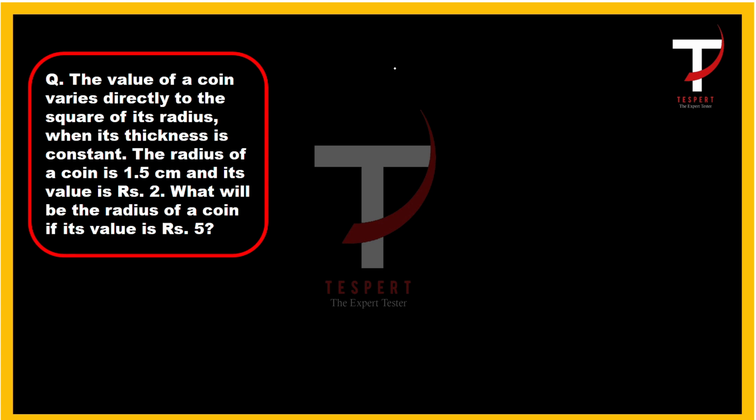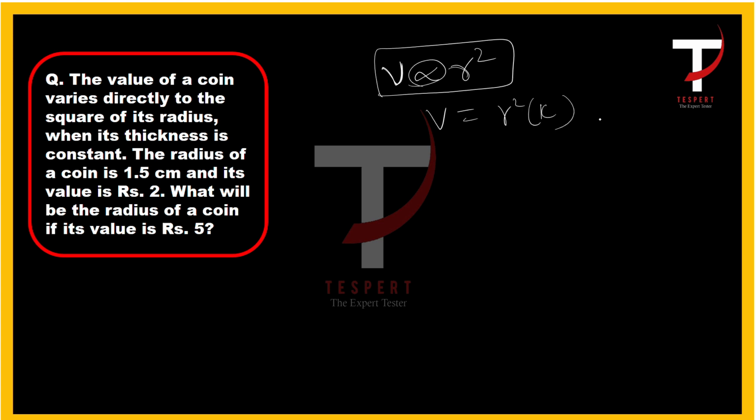So what is the relation given? The value, let it be V, is directly proportional to the square of its radius. So let us assume the radius to be r. So V is directly proportional to r square. If we remove this, then it becomes V is equal to r square into k, some constant. What is the value of V initially? 2 rupees. 2 is equal to, and what is the radius initially? 1.5. 1.5 square into k.